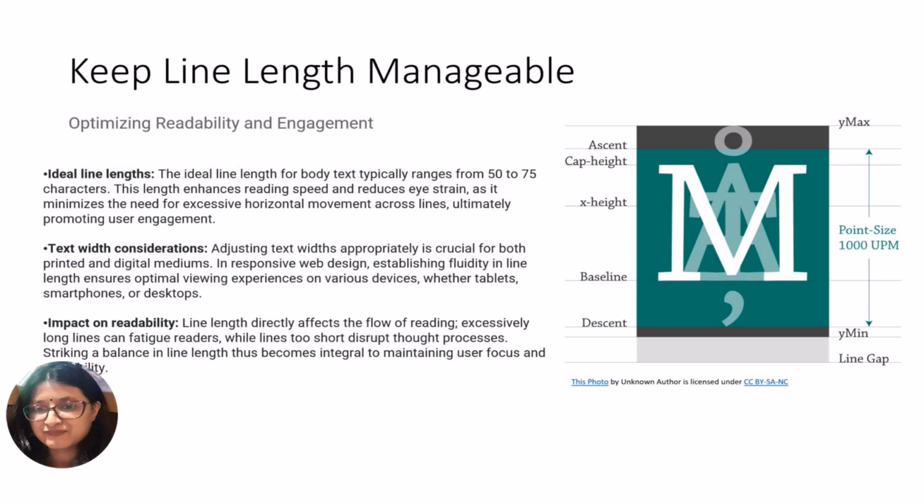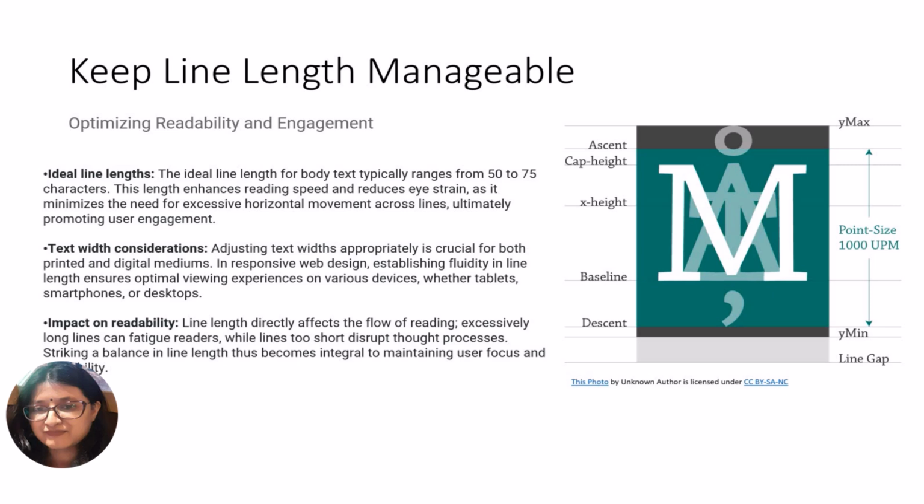So the ideal line length of a body text typically ranges from 50 to 75 characters. This length enhances reading speed and reduces eye strain as it minimizes the need for excessive horizontal movement across lines, ultimately promoting user engagement. Text width consideration.